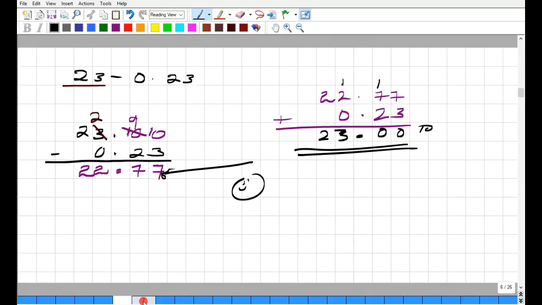And it's very important that we're able to what? Check our answers. So we need to use the reverse operations to make sure that what we get is actually what it should be.